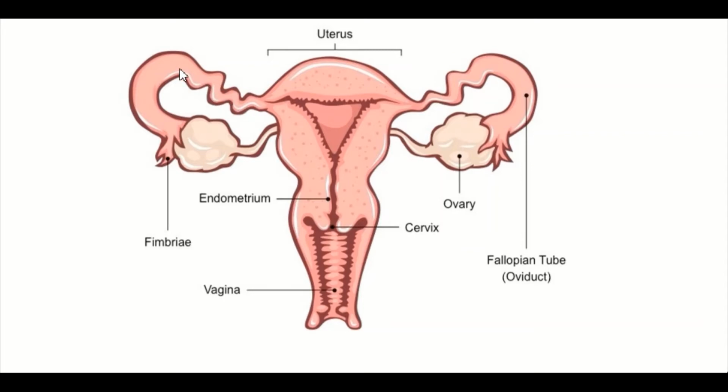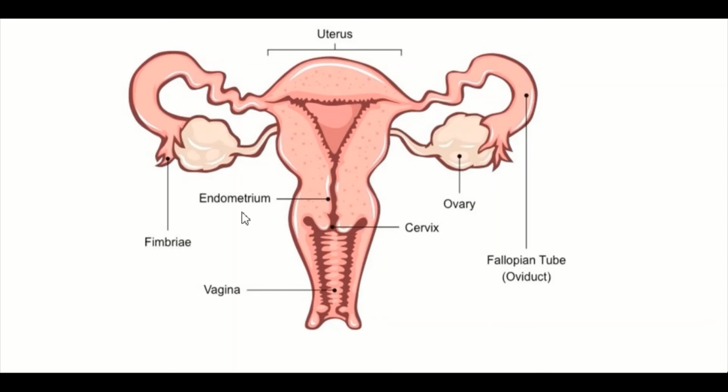Here in the fallopian tube, this is where fertilization usually occurs. It can occur anywhere else in the female reproductive organ, but in most instances it occurs here in your fallopian tube. So this is the usual site of fertilization. This is where your egg cell usually meets the sperm cell.